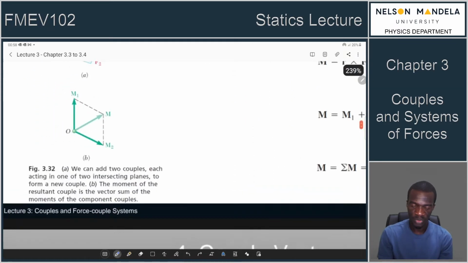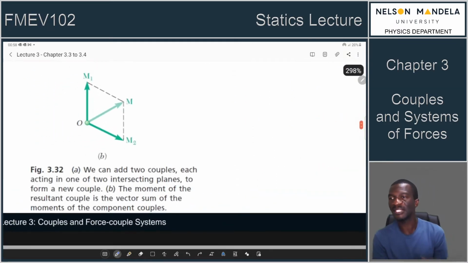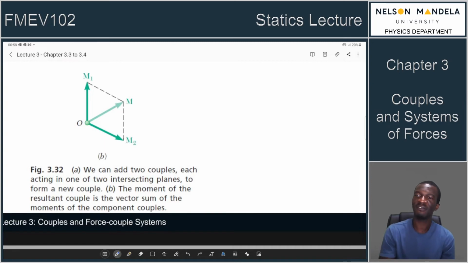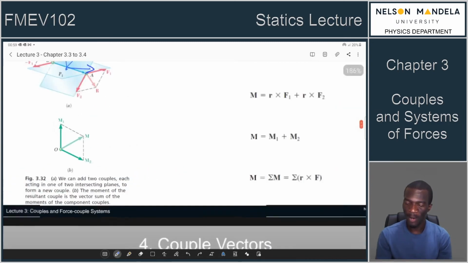Here we've got a caption that tells us that we can add two couples, each acting in one of two intersecting planes. The moment of the resultant couple is the vector sum of the moments of the component couples.